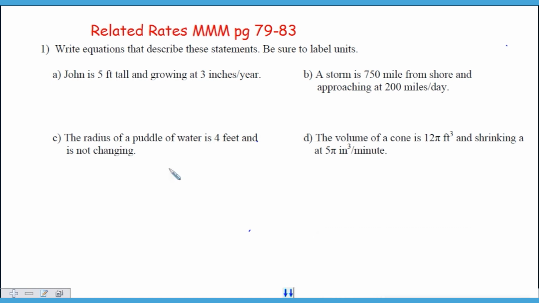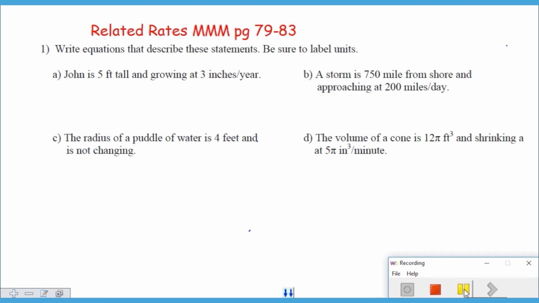And I want to talk to you a little bit about something that's kind of cool. It's this thing called related rates. We're going to find out why we call it that in just a little bit. But we're going to have to look at how we label things, and there's going to be a lot of written information given to us. So let's look at a few examples of how things are going to look a little different and how we're going to label them.